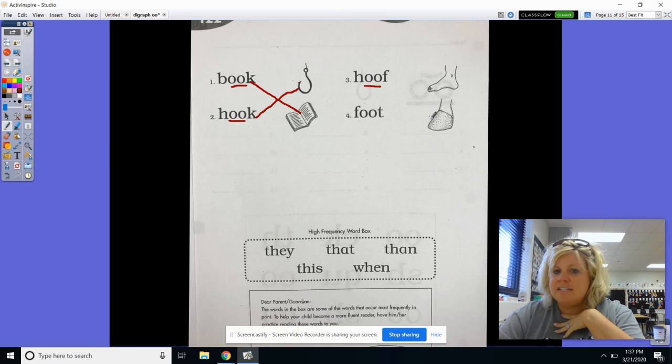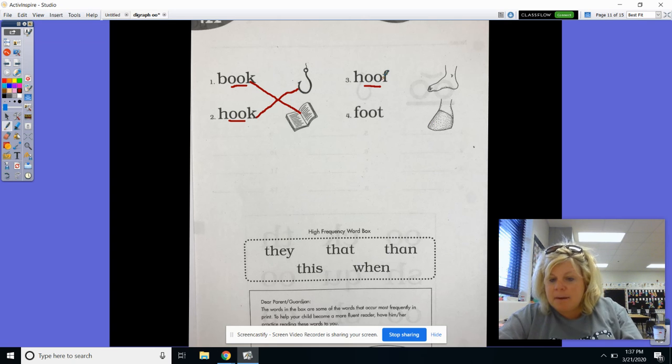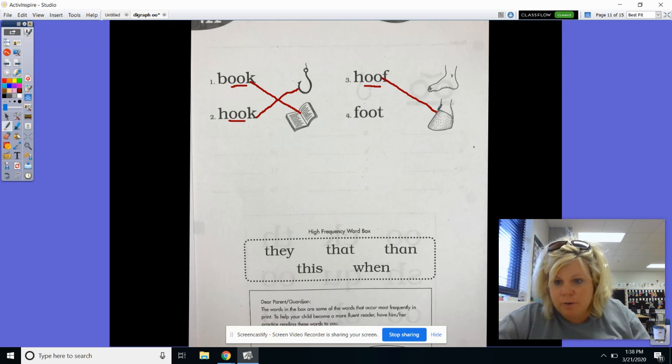This is a foot and this is a hoof. Can you think of an animal that has a hoof? Reindeers. Reindeers have a hoof.